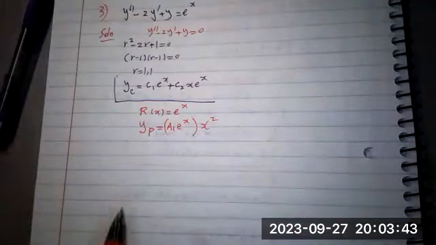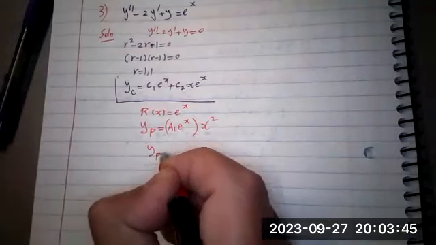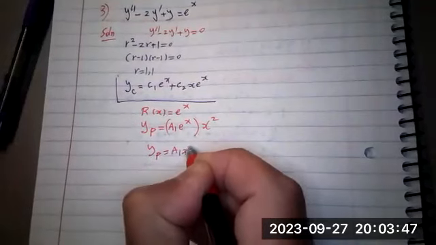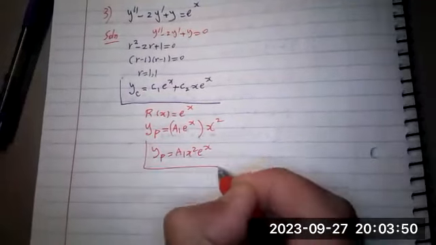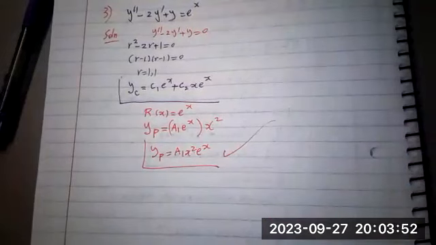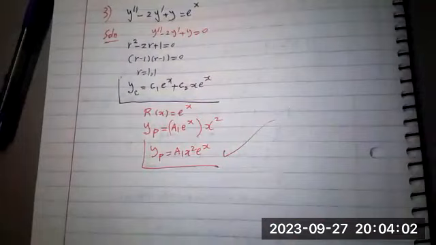Okay, so that would be your YP. YP is A1 x squared e to the x. And you got it. You have to check. You cannot have a repeated solution. So when you write it down, you go back and compare it to the YC. That's why you solve it. So e to the x is here, so you have to change it.